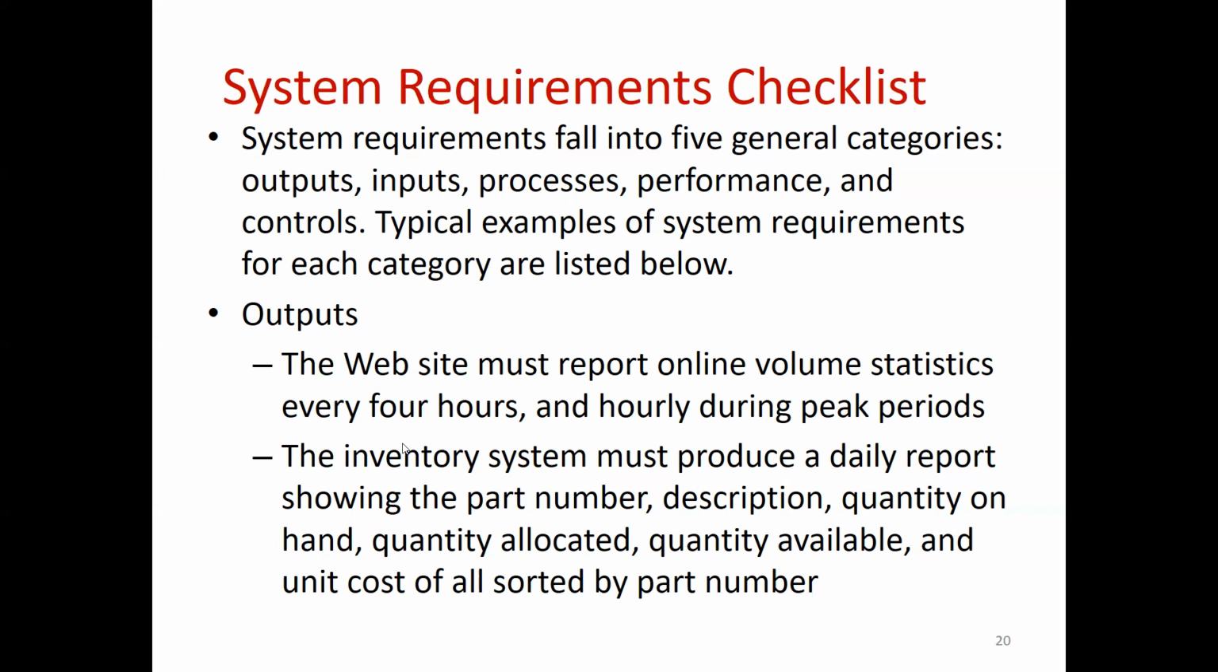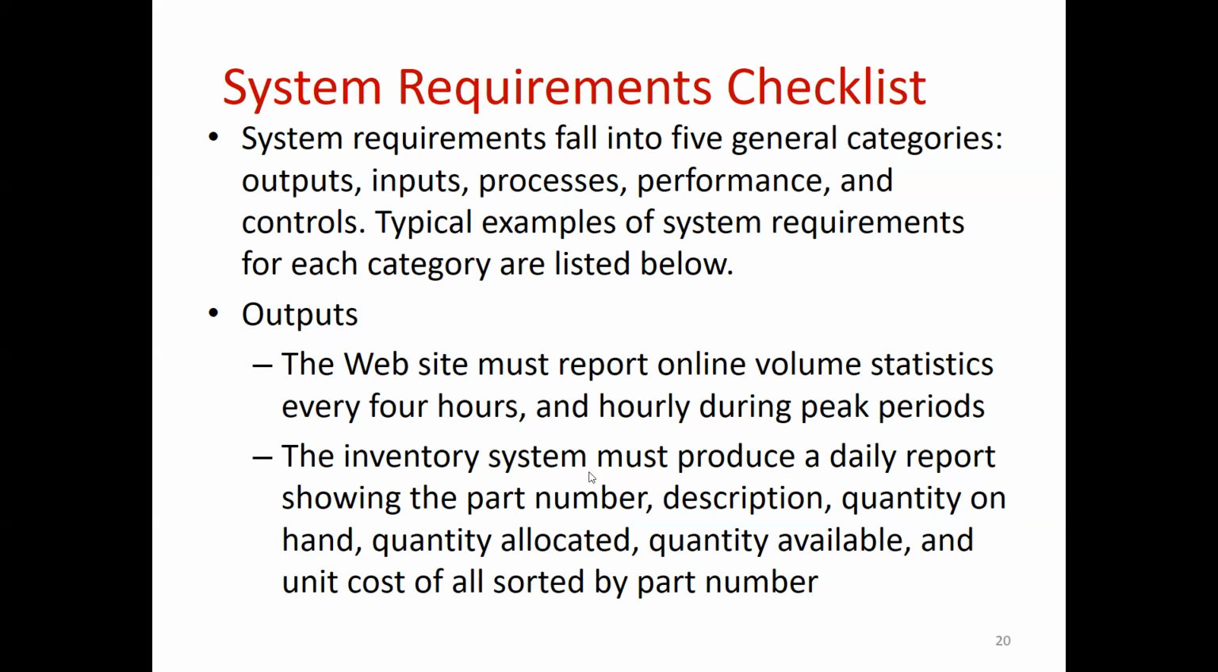For outputs, the website must report online volume statistics every 4 hours and hourly during peak periods. So this is one of the outputs that this web-based system should do. Moreover, the inventory system must produce a daily report showing the part number, description, quantity on hand, quantity allocated, quantity available, and unit cost, all sorted by part number. That is an example of an output checklist requirement. So this is for the web-based system, and the web-based system must meet these requirements.